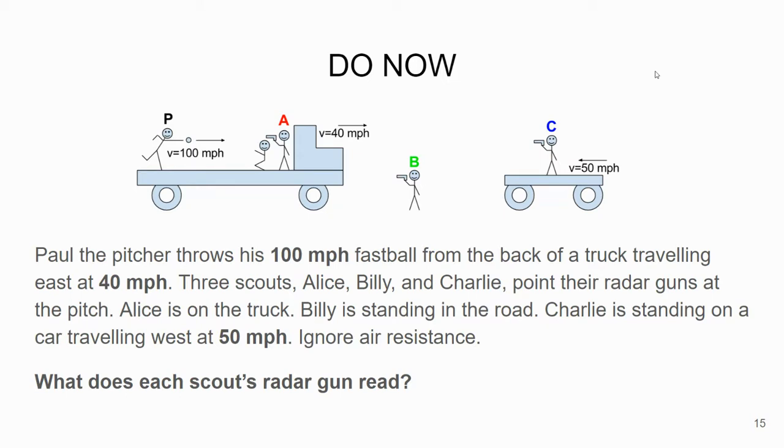Billy is standing in the middle of the road. He's got a radar gun too. He's going to try to measure the speed of the pitch. And Charlie has got a radar gun. He's going to measure the speed of the pitch. And he is standing on top of a car that's going 50 miles per hour in the other direction. So the question is, what does each scout's radar gun read?